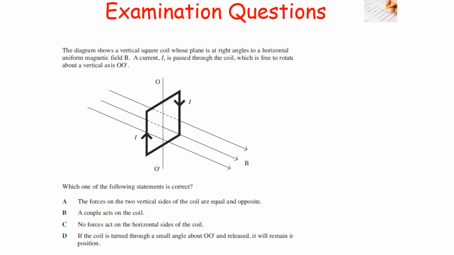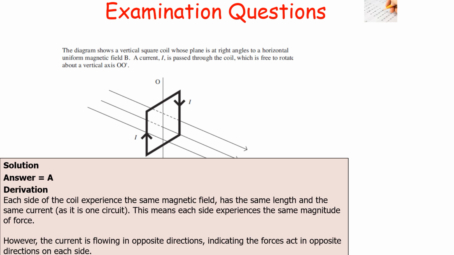Right, our answer here is A, because each side of the coil will experience the same magnetic field strength, has the same length, and has the same current as it's in one series circuit, which means each side will experience the same magnitude of force, because F equals BIL, and B, I and L are the same values for each side of the square. However, the current in the opposite sides of the square are flowing in opposite directions, so therefore the force must be acting in opposite directions on each side, giving our answer A.